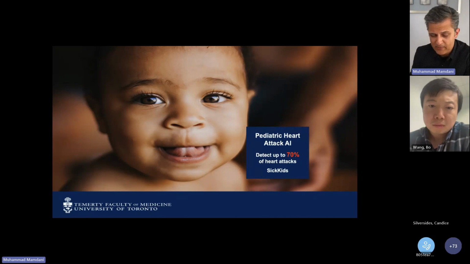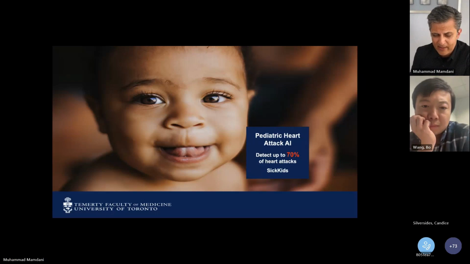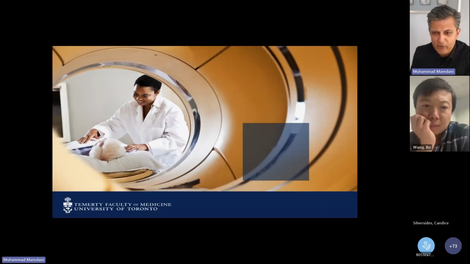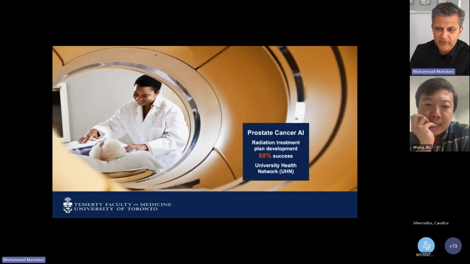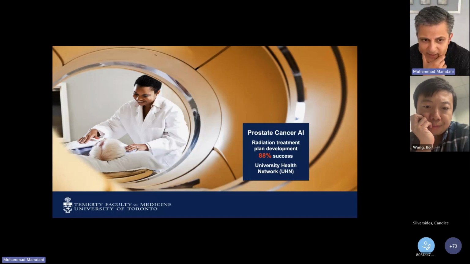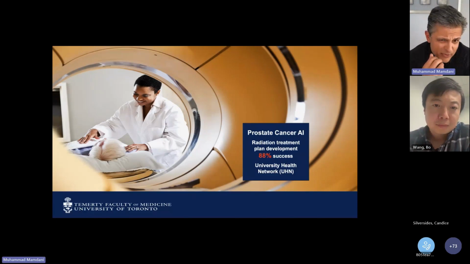So SickKids, for example, has an algorithm that will detect up to 70% of heart attacks in kids. And I think it's about 20 minutes in advance or something, which is wonderful. If we look at Princess Margaret Hospital, they've developed a prostate cancer algorithm that develops radiation treatment plans that typically take hours, if not days, for a team to develop because they have to be so specific around how much radiation, where to give, for how long. And it takes a lot of resource and time. And this algorithm that they've developed can do it within minutes with an 88% success rate. This is UHN. I believe they've actually deployed this one, which is really, really exciting.